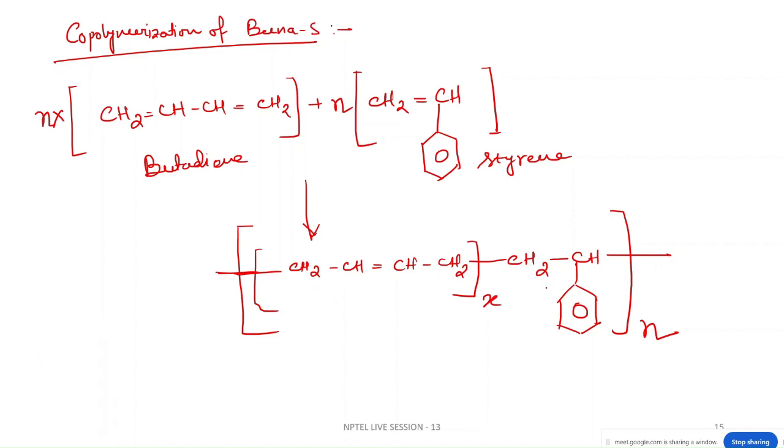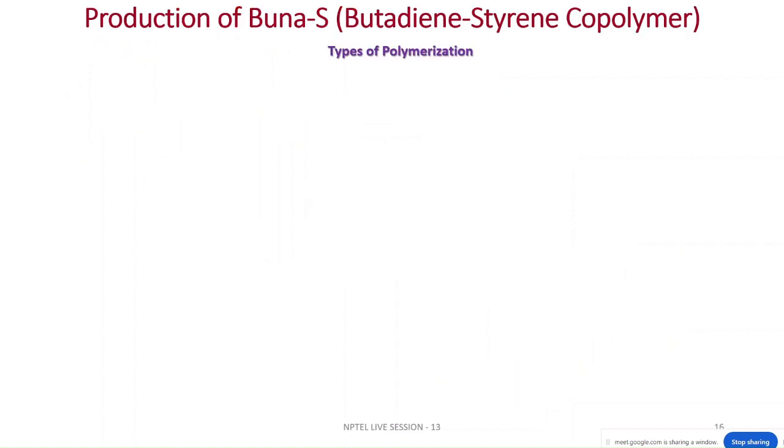So this is the structure. You can see that X is for the butadiene part, and this is for the styrene part. This is poly(butadiene-co-styrene), SBR, that we are forming by copolymerization reaction. So we are talking about this polymerization reaction.